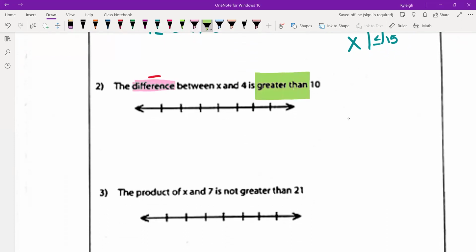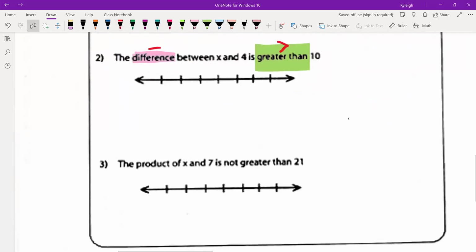And then this just says greater than, which remember means this direction. And 3 says product, which means multiply those 2 things. And then it says is not greater than. So if it's not greater than, then it's less than. Okay? So hopefully that'll help. Write those out, solve them, number your number line. Okay? And that's lesson 3.